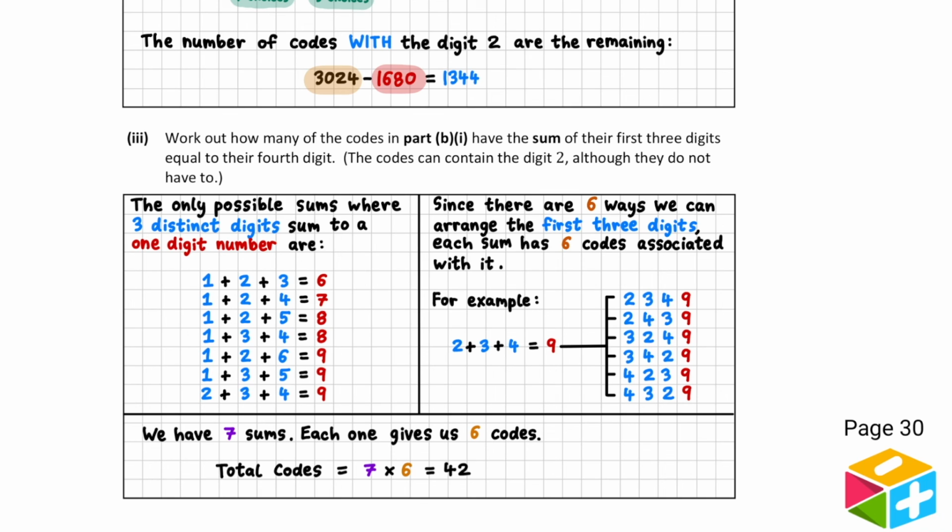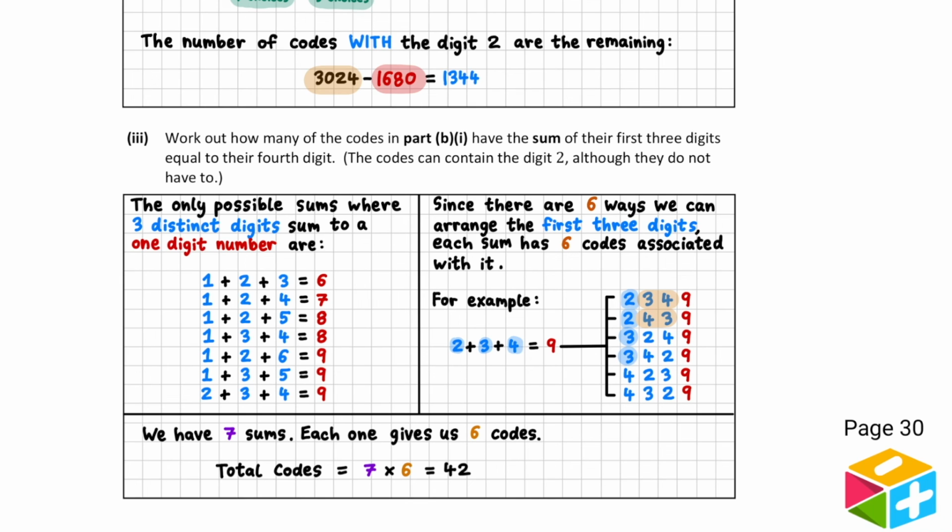We have to be careful here. Our final answer won't be 7, and that's because we have to consider the ordering of the first 3 digits. As an example, consider the sum 2 plus 3 plus 4 is 9. We have to think about how many different ways we can arrange the 2, the 3 and the 4. If I start with the 2, there's 2 options to finish off, 3, 4 or 4, 3.